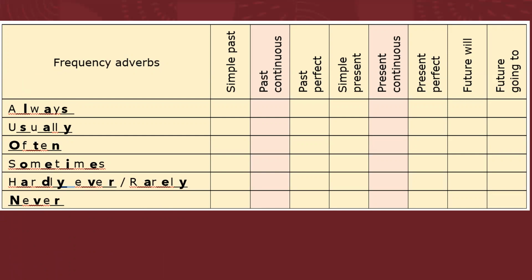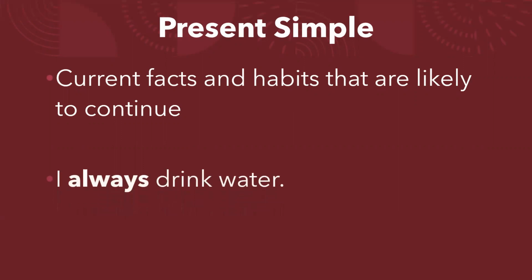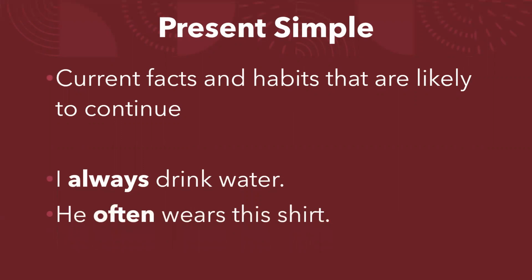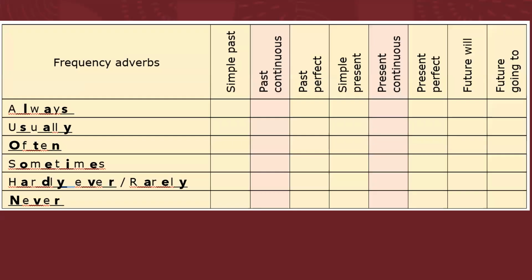Now, let's continue. Can we use these frequency adverbs with the present simple? Well, we use them for current facts and habits that are likely to continue. For example, I always drink water. He often wears this shirt. These things usually happen. So what does it mean here? That we need to mark the ones that we are using in the chart.